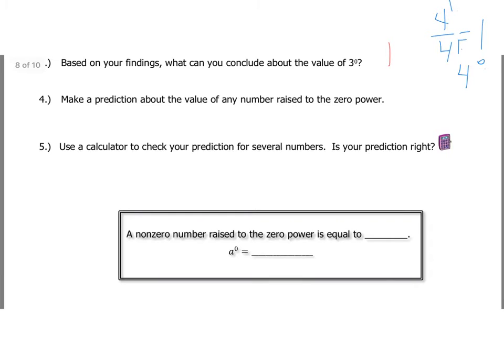So for number 4, it will always equal 1. If you would like to, you can use a calculator to check your prediction for several numbers and see if you are correct. So the rule for this one: a non-zero number, so that means any number that is not 0, raised to the 0 power is equal to 1. So a to the 0 power is always 1.